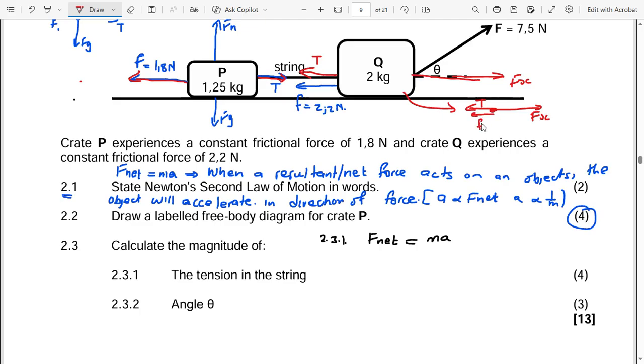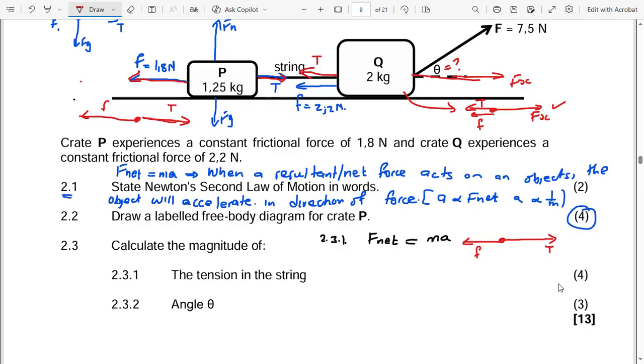So I have two unknowns. I can't find Fx because I don't know what angle theta is, and I can't find the tension either, because I have two unknowns: the tension and Fx, the horizontal component. So I'm not going to use crate Q, but crate P. It will be easy for me to draw a free body diagram and indicate the horizontal forces. This is my tension. Then I have a force going that side, which is my frictional force. It's easy to use crate P because only two forces are acting on it.